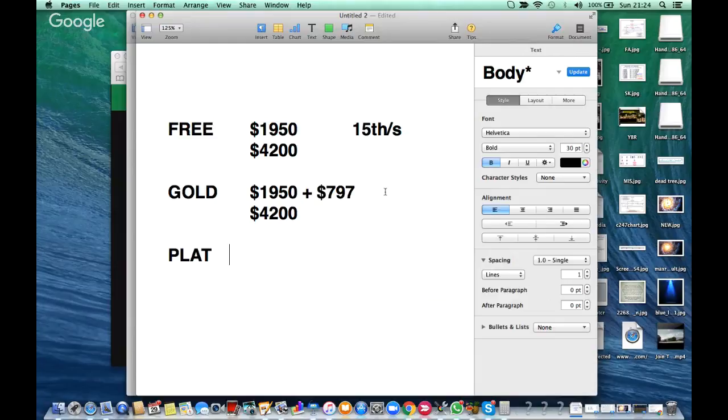Platinum. Now you're spending $5,000. That includes this and this already. Plus it's got $1,200 worth of gold and silver. And that's returning you 4,200 still. Why? Because this also has only 15 terahash per second already built in. So here you have three ways of looking at it. Each of these packages has 15 terahash per second.